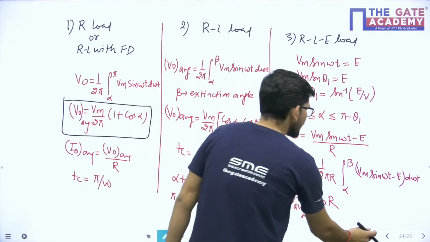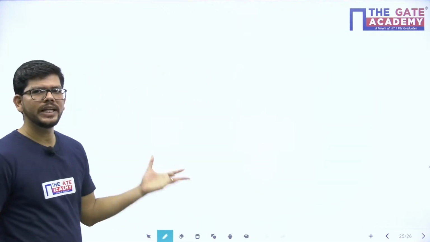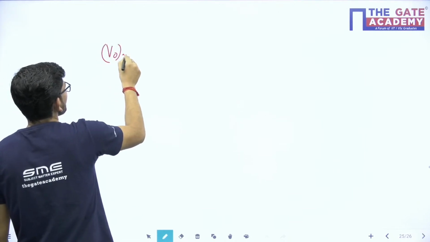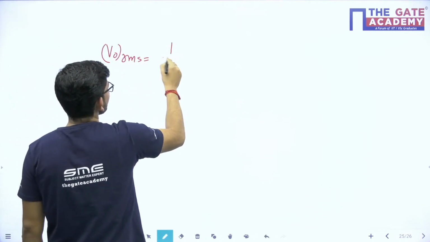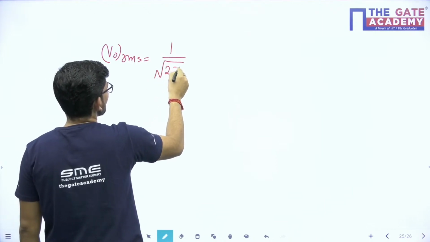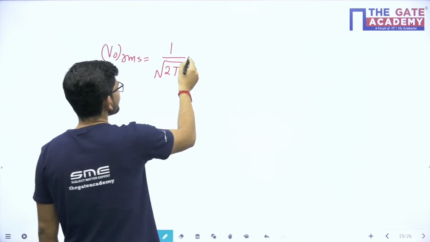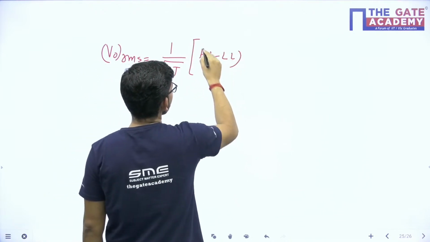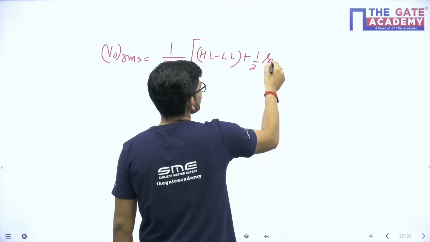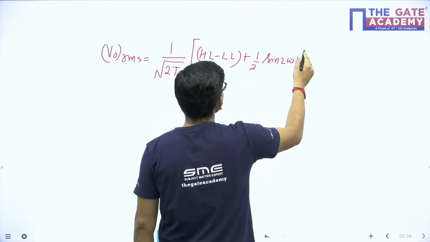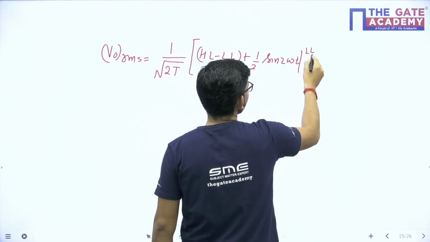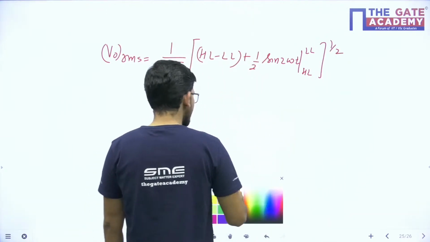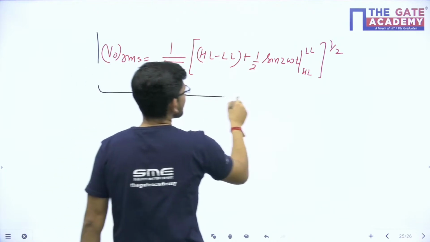Okay. Now we haven't calculated the RMS value in any of the cases, because we have a formula for calculation of RMS value, and this particular formula is RMS = 1 upon under root 2 into time period, (high limit minus low limit plus half sine 2 omega t, low limit minus high limit) whole to the power 1 by 2. Okay. So this is the formula for calculation of RMS value in general.